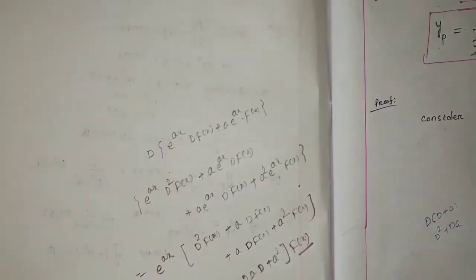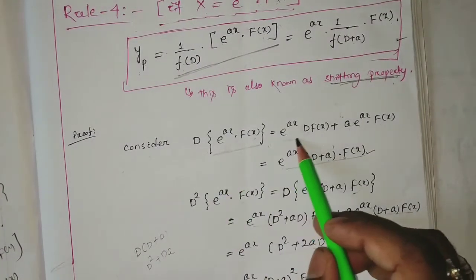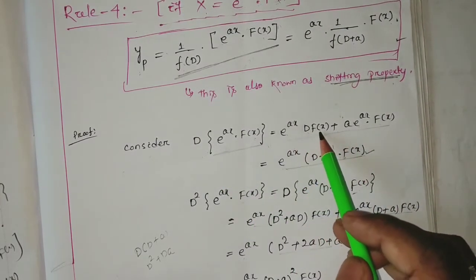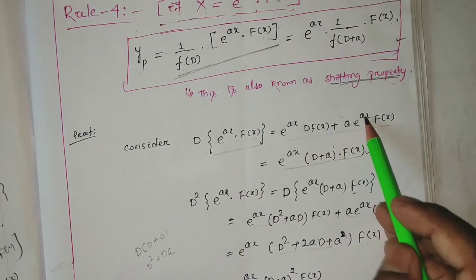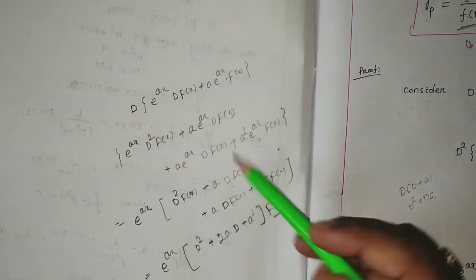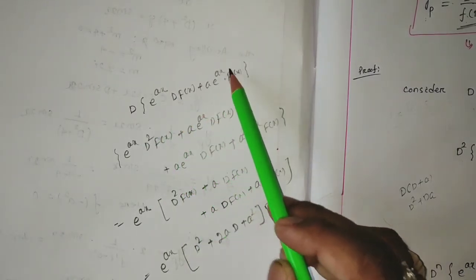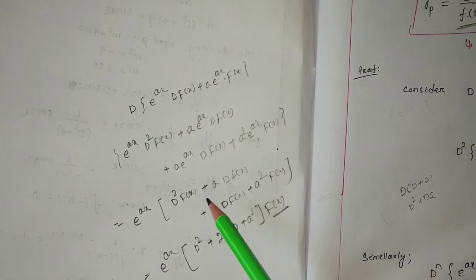That means D of this much, the derivative of e to the power x D of f(x) plus a e to the power ax into f(x). Here I did it, and I also got the same answer: D of e to the power x D f(x) plus a e to the power ax f(x). So you do it, no problem.